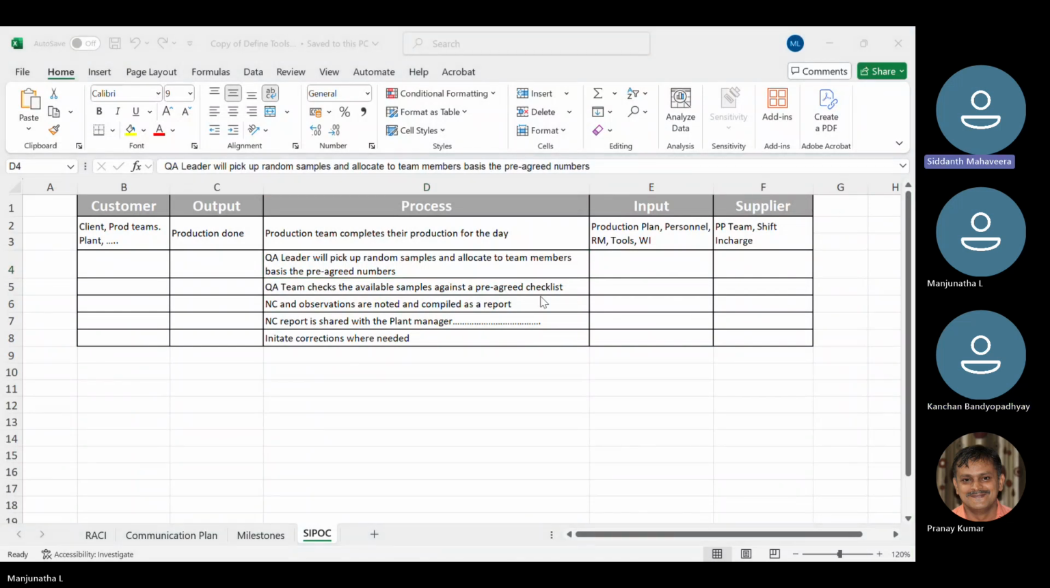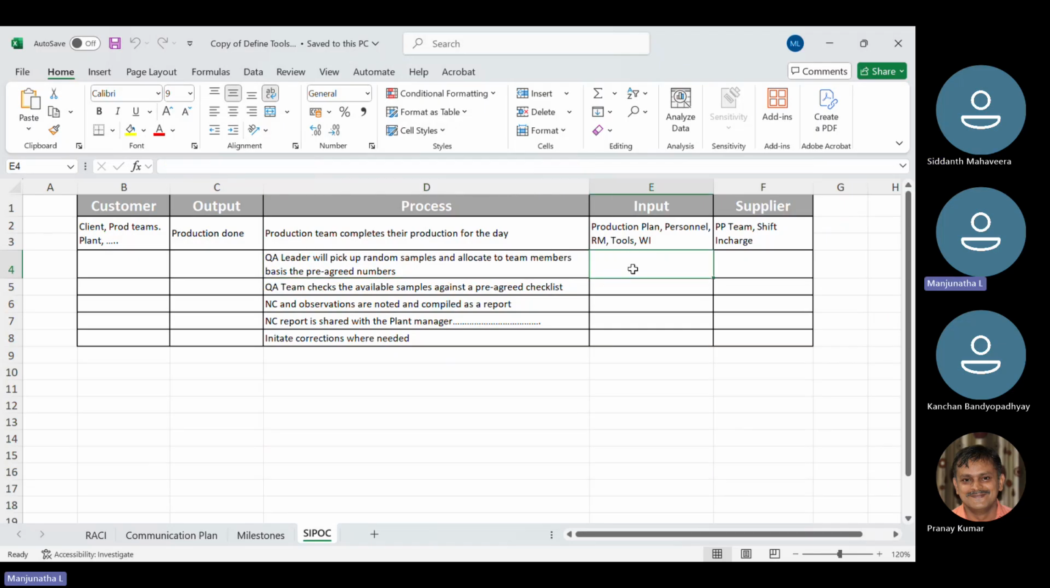Okay. The second point is the QA leader will pick up the random sample and allocate to team members basis the pre-agreed numbers. In this scenario, what would be the inputs? QA leader will pick up the random samples. Checklist maybe. What all we need to check for the team members. We need to assign a plan to team members, right? What they need to inspect, and the how, the process. QA lead is providing the team members the sample data.